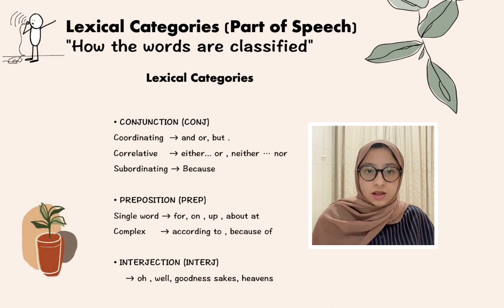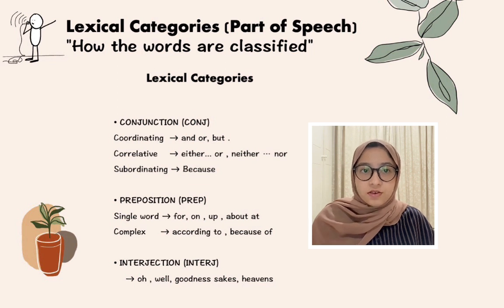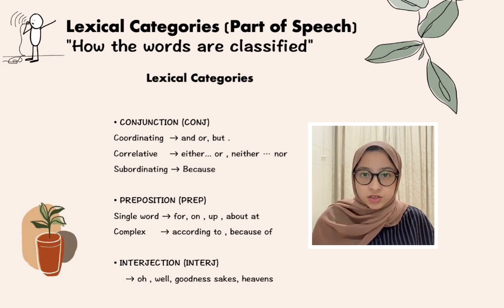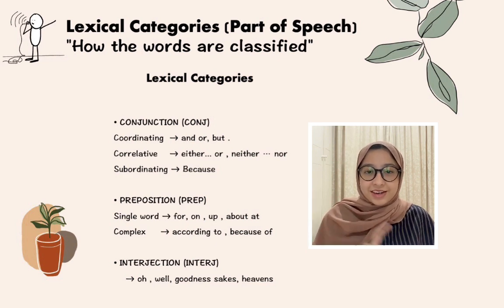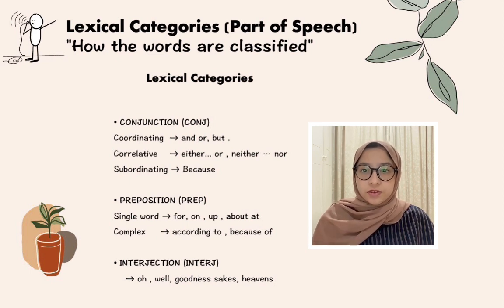Next, conjunction. Conjunctions connect words or groups of words. There are three subtypes of conjunction. First is coordinating conjunctions, for example and, or, nor, but, for, yet, so. And the second one is correlative conjunctions, for example either, or, neither, nor, etc. And the last one is subordinating conjunctions, for example, because you didn't study, you flunked the test.